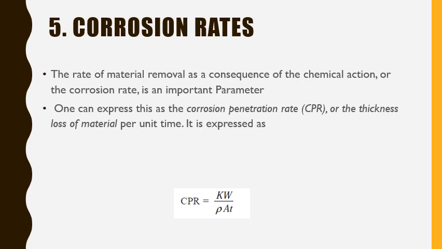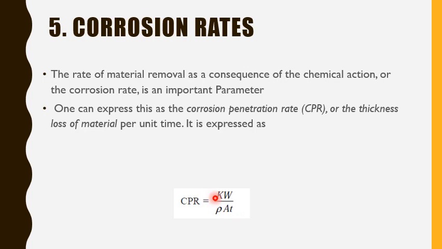Corrosion rate. We can define corrosion rate as the rate of material removal as a consequence of chemical reaction, and it is an important parameter. Corrosion rate can be expressed as corrosion penetration rate, CPR. And CPR is equal to KW divided by rho multiplied by A multiplied by T.